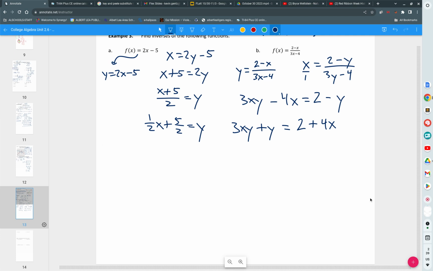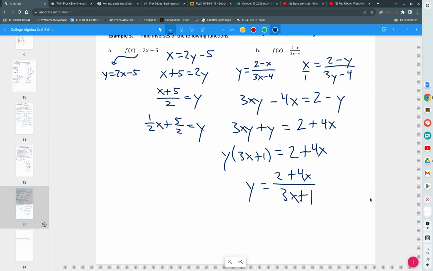Now, the conundrum here is that you've got y's in two different places. How do we isolate it down to one? Ben already told us. He said factor that y out to isolate it. Y times 3x plus 1 is equal to 2 plus 4x. Divide by the 3x plus 1, y is equal to 2 plus 4x over 3x plus 1.